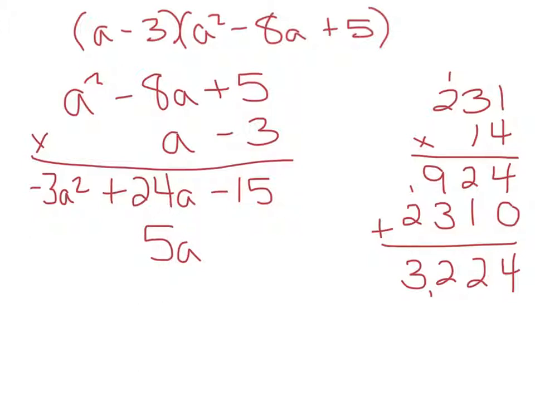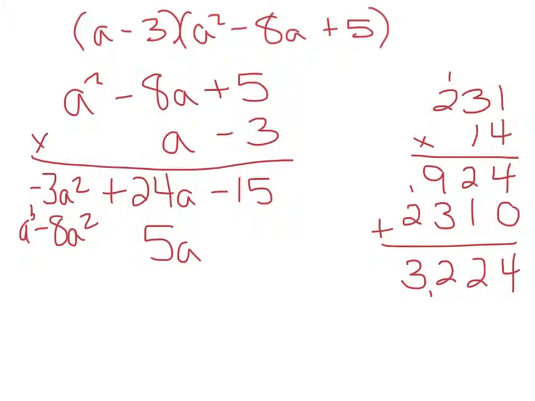Okay, so we're going to do now, we did a times 5, so we're going to do a times negative 8a, and we're going to get negative 8a squared. And then a times a squared is going to give you a cubed. I'm sorry, I have a toolbar over here that I can't really write on top of, so I'm kind of squeezing stuff in over here.